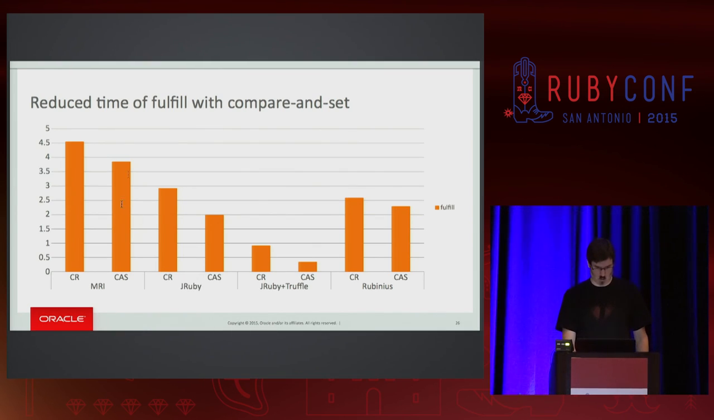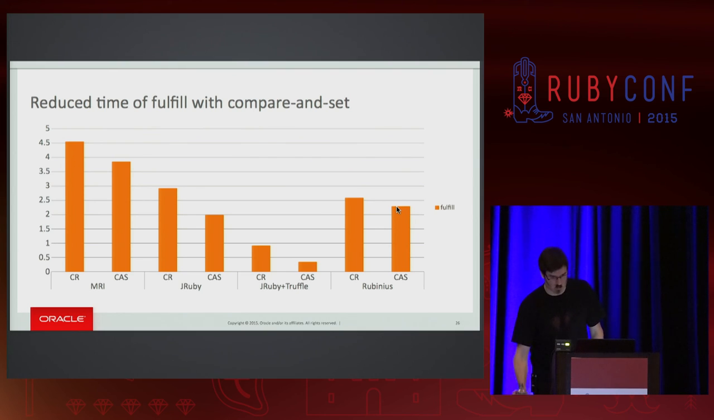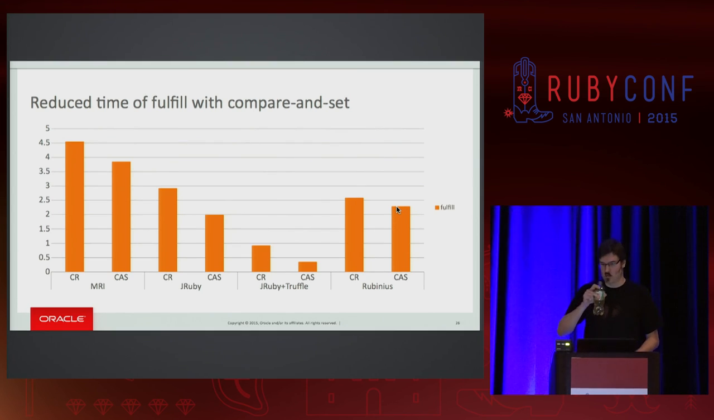So now we can see how this improves the times for the fulfill benchmarks. It's better on all of the implementations again, because we've eliminated the path through the critical section.